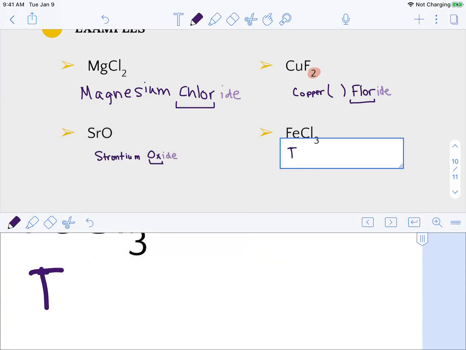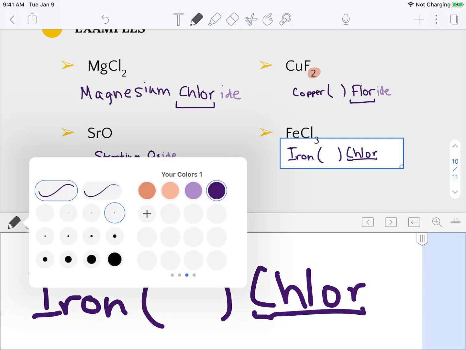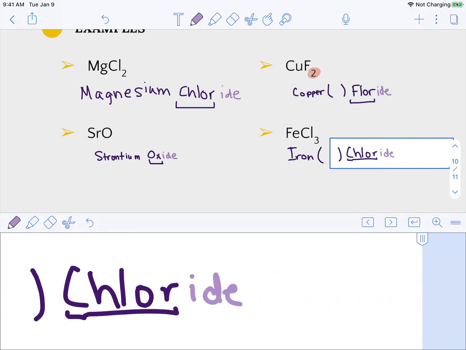We have iron, and then chlorine. I'm going to go all the way up here, chlor. I'm going to get rid of the INE, and I'm going to put in place "ide." So we have iron chloride.